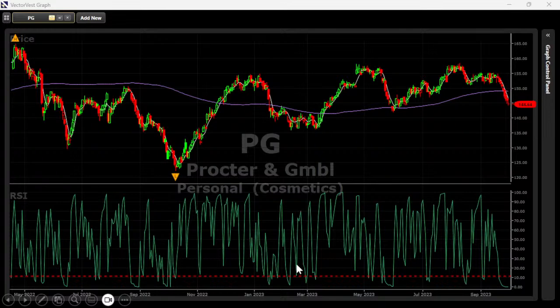During this time period, the 2-period RSI went below 10 a lot, 4 or 5 times here during a couple of months. There were no trades because the price of the stock was below the 200-day moving average. Okay, now that's one stock.